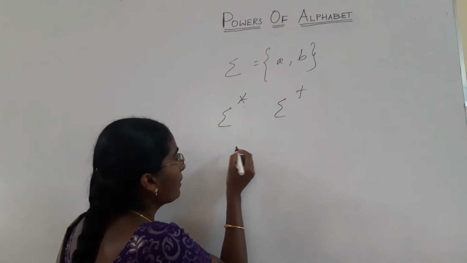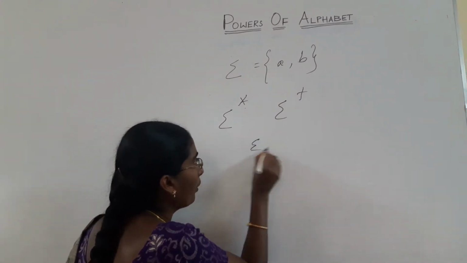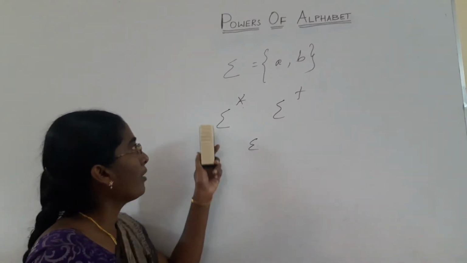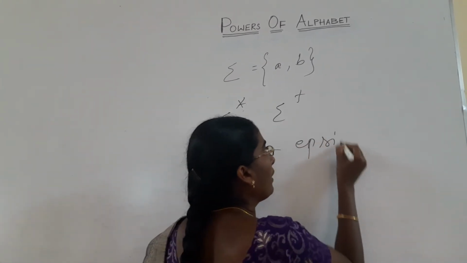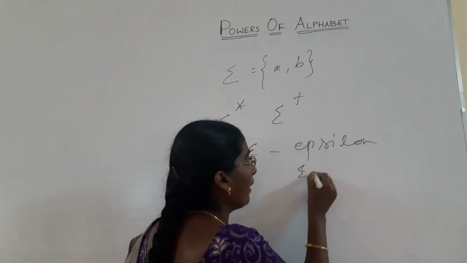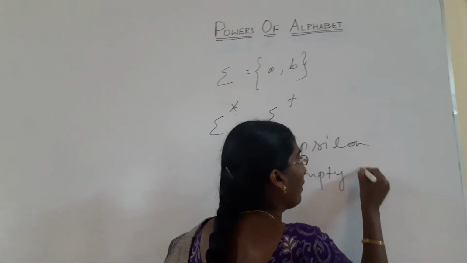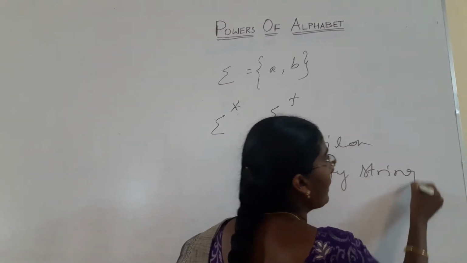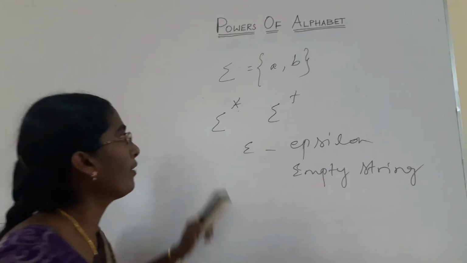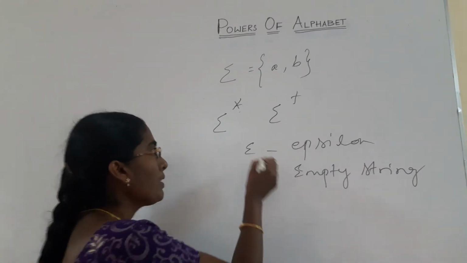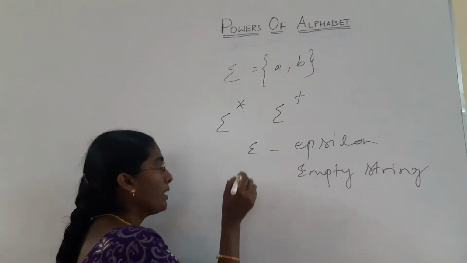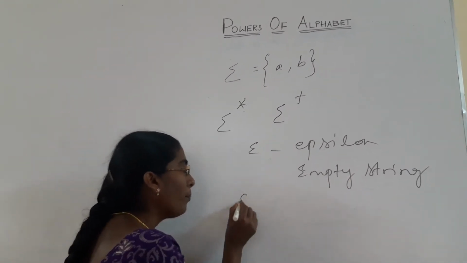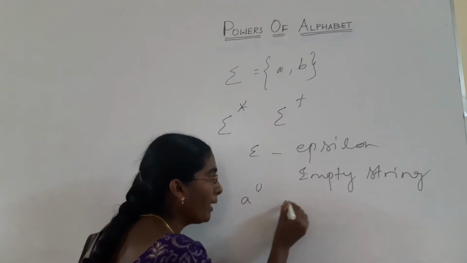Here we introduce one more symbol called epsilon. Epsilon is different from summation. Epsilon is called the empty string, right? It is entirely different from summation. Empty string means zero occurrences of the symbol. Zero occurrences of the symbol means a power 0 or b power 0.